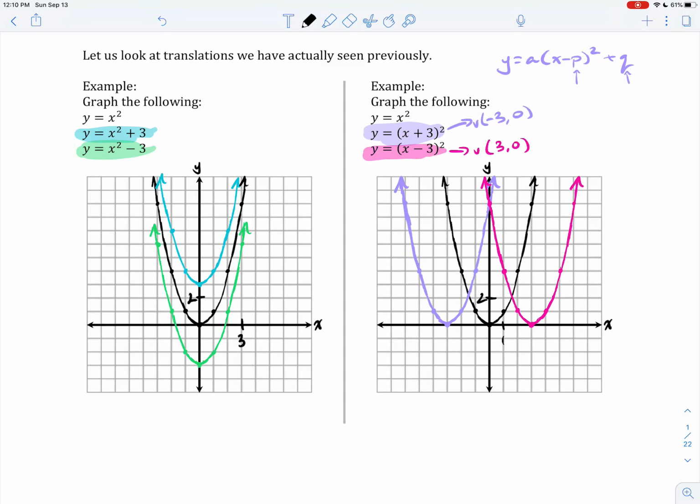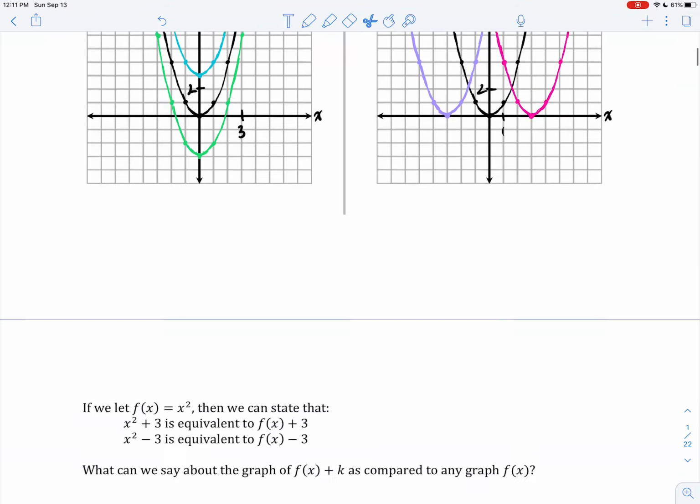So there's that. And what we note here is, again, they have the same shape, but they're in different spots. Like I could take this purple thing and move it here. It exactly covers the black. I move it here. It exactly covers the pink. So they are the exact same shape. They just have different positions. Moving on.